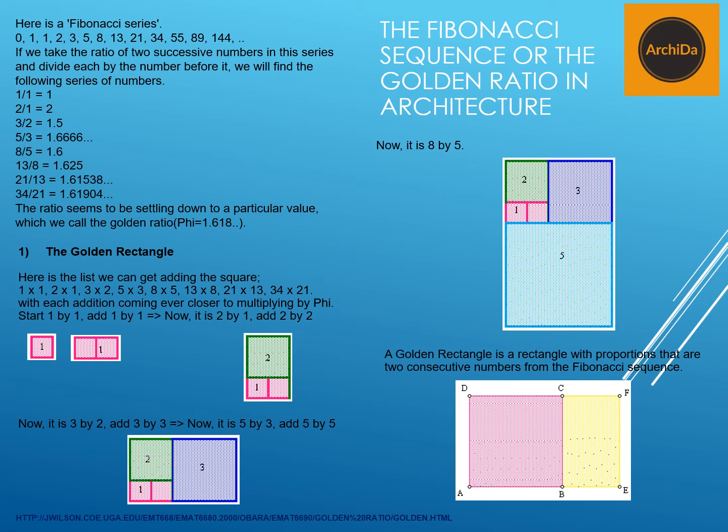So you start 1 by 1. Then you add 1. By now, it is now 2 by 1. Then you add 2 by 2. Now it is a 3 by 2 rectangle. Add 3 by 3. Now it is a 5 by 3 rectangle. Now you add 8 by 5. And so on and so forth. So the golden rectangle is a rectangle with proportions that are two consecutive numbers from the Fibonacci sequence.